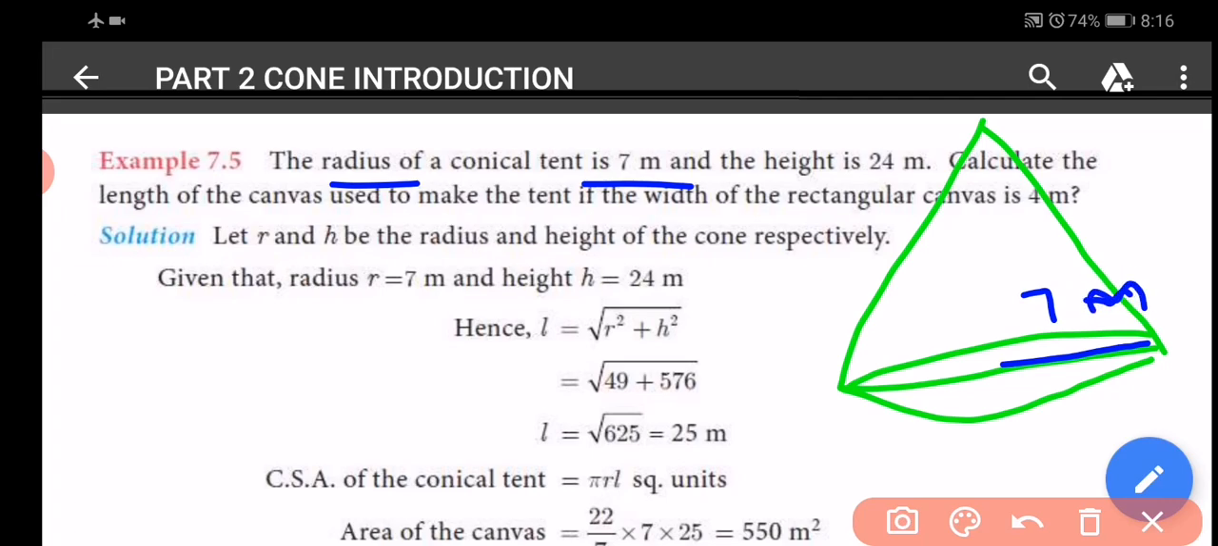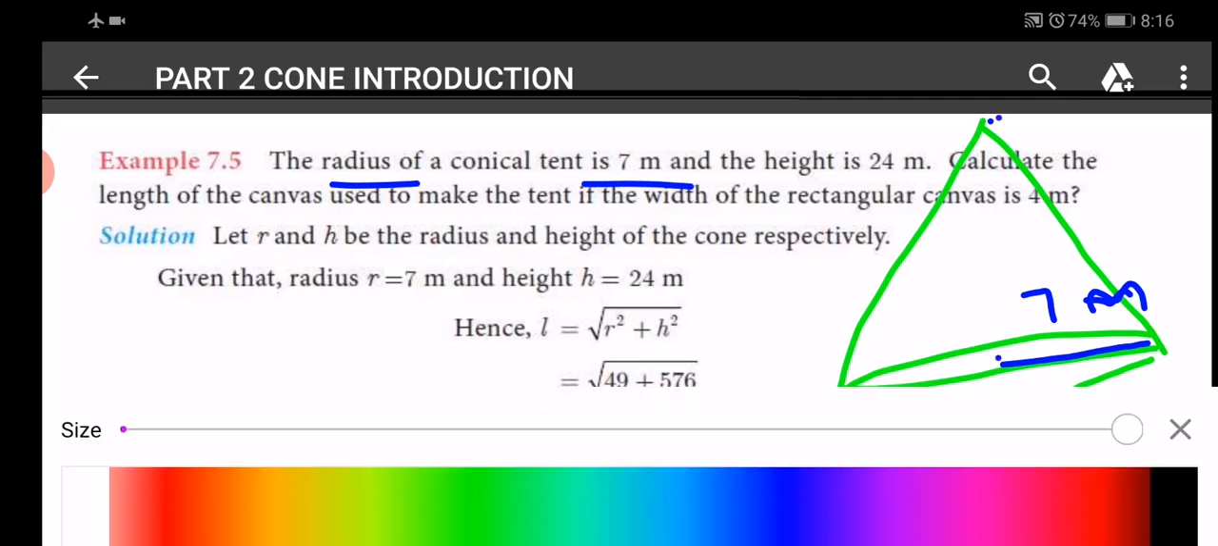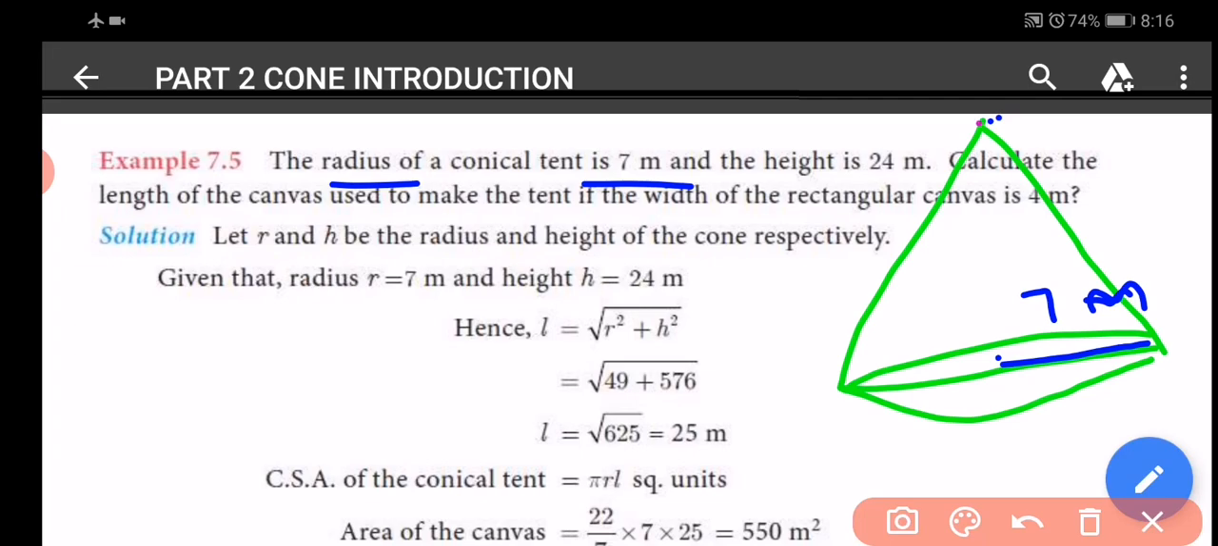And height is 24 meter. Which one is height? Join the vertex and center of the base. It is height. So height is how much? 24 meter. And which one is asked?